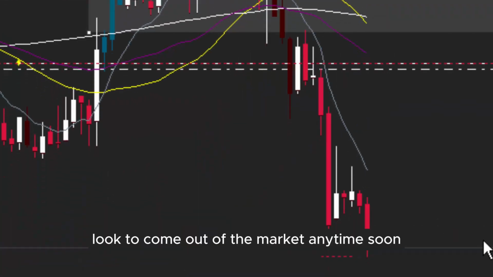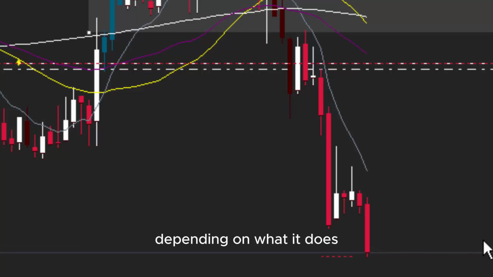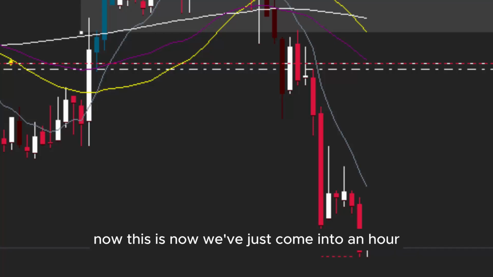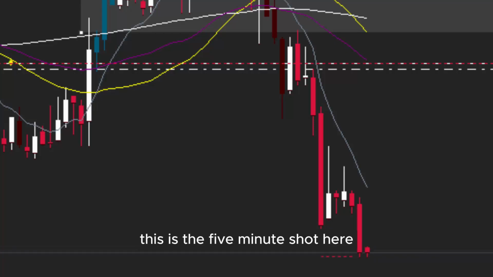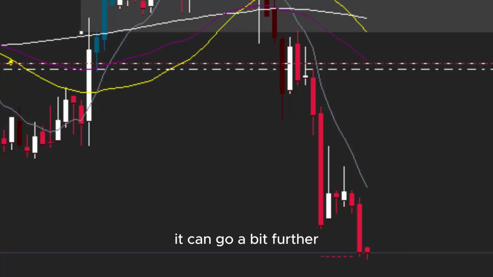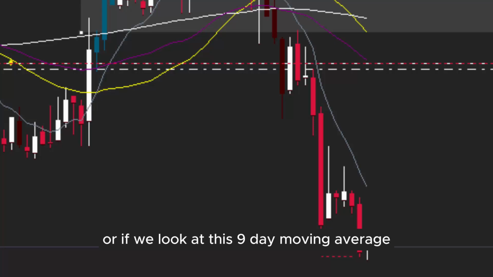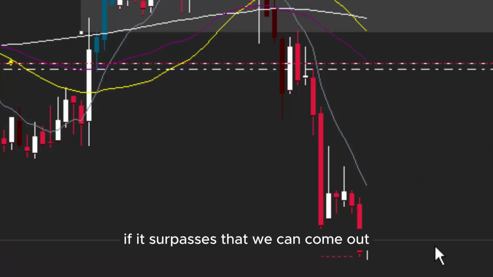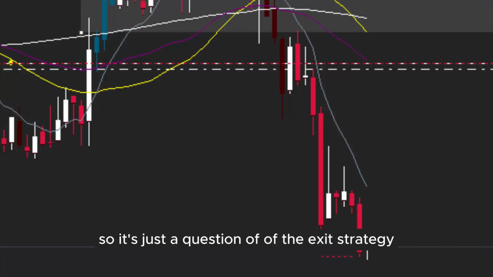We can look to come out of the market anytime soon, depending on what it does, depending on how it reacts. Now we've just come into an hour. It's just gone to a next hour. This 5-minute chart here, this is the next hour. So it depends on what it does. It can go a bit further, or if we look at this 9-day moving average, if it surpasses that, we can come out. So it's just a question of the exit strategy.